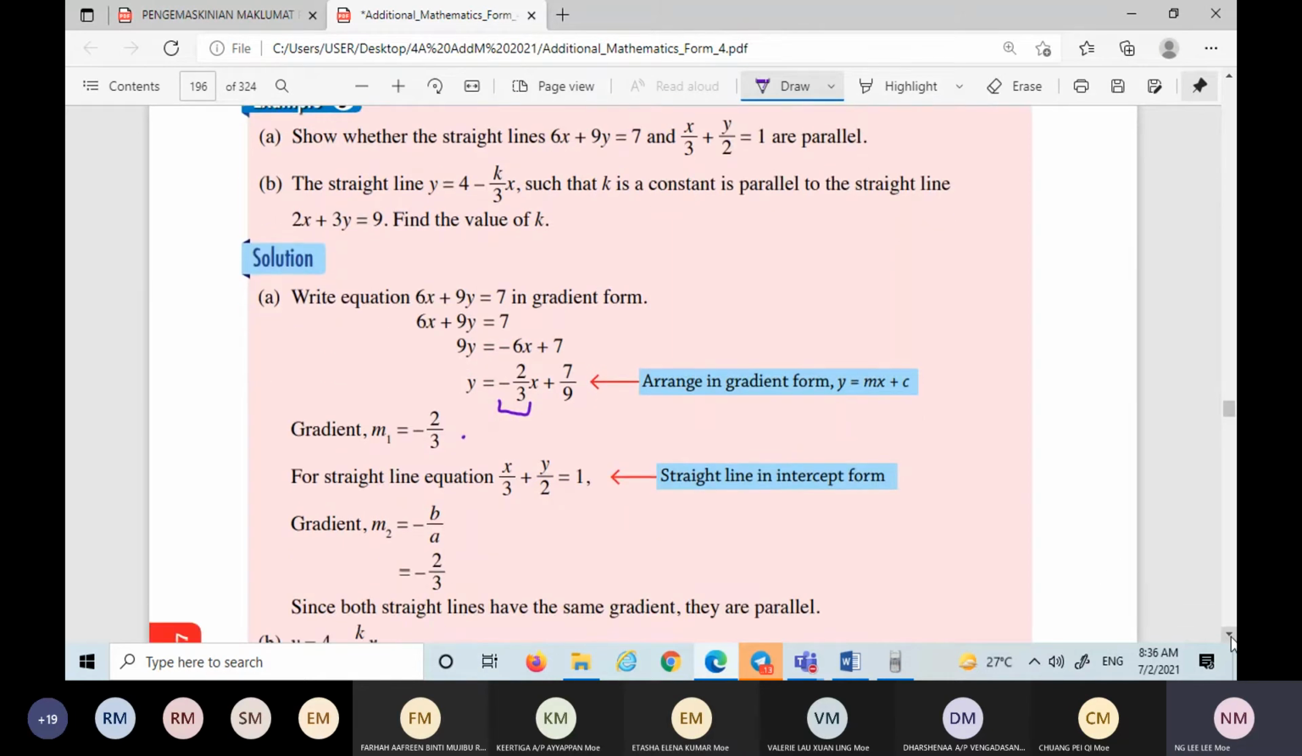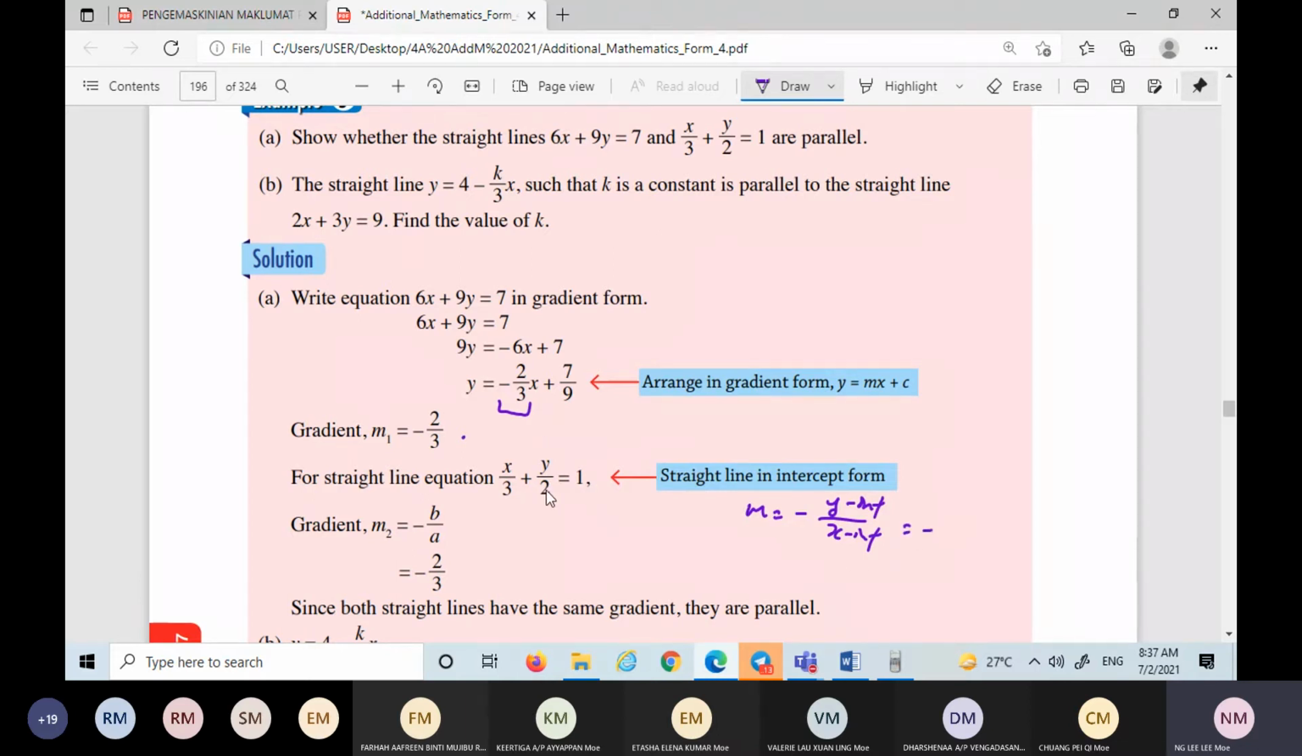Okay, for the second equation, the gradient, I don't want to rearrange it. I can use a formula: gradient equals negative y-intercept over x-intercept. Because this is already in intercept form, it's easier to get the data here. But if you want to rearrange it into y equals mx plus c, also can, but maybe a longer way.